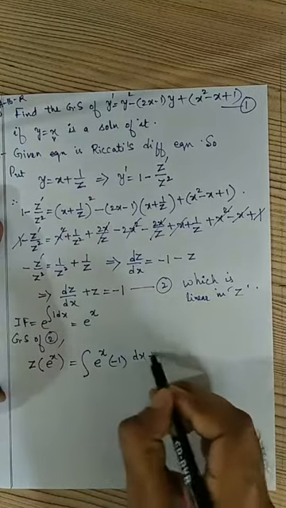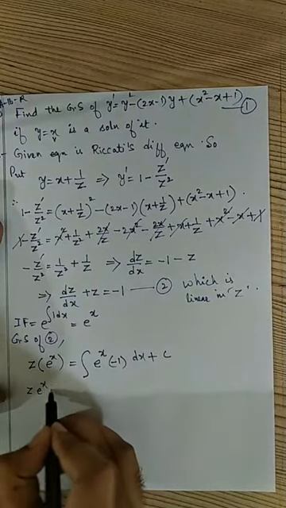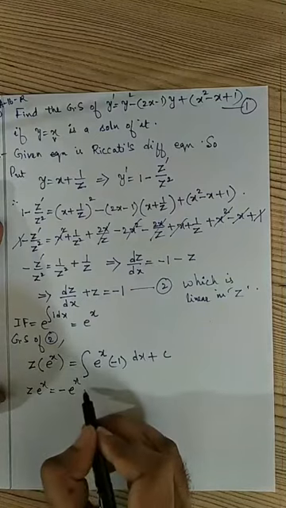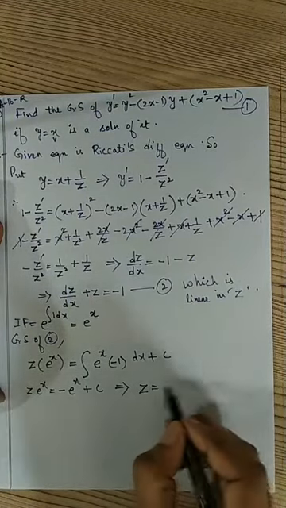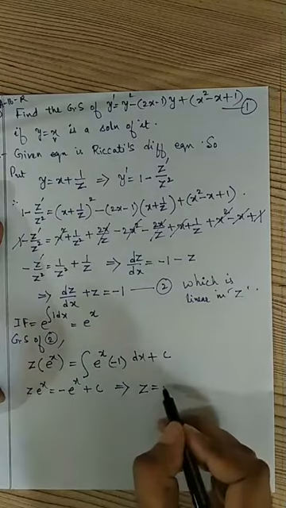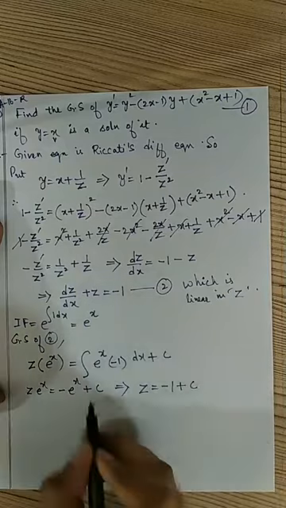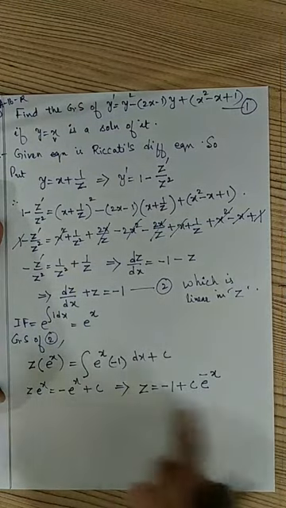Q is minus 1 plus c. So what will happen, z into e power x equals to minus integration of e power x, which is e power x plus c. Now this implies what is z? Z equals to minus e power x by x is 1 plus c by e power x, which can be written as e power minus x. So I got the value of z.